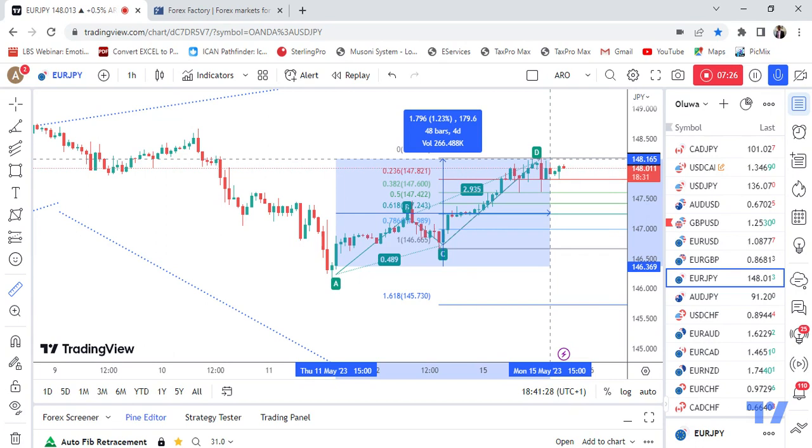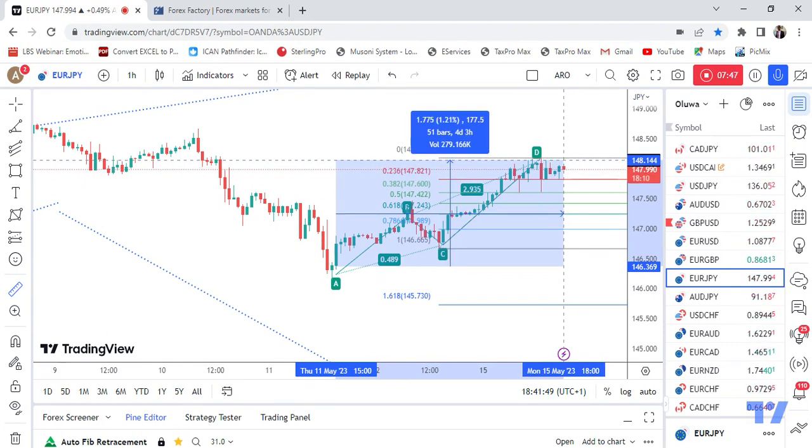They have 179 pips at this 48 bar, that's 48 candlestick. Then the volume is 266,488. So if I adjust it now to the present candlestick, you can see that it has increased to 51 bars in 4 days, 3 hours.